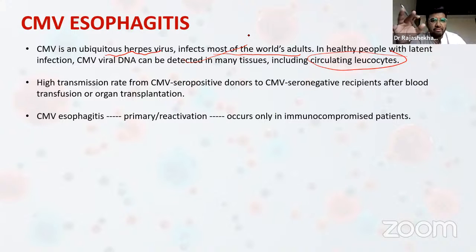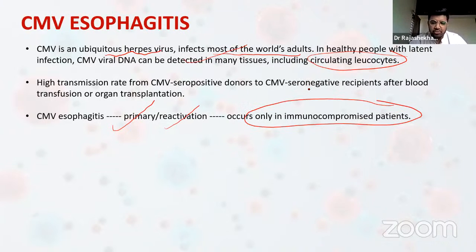The transmission rate from CMV seropositive donors to CMV seronegative recipients after blood transfusion is very common. After organ transplantation, it is also very, very common. So it is very common practice to use valganciclovir prophylaxis before doing organ transplantation nowadays. CMV esophagitis can occur as a primary infection, or it can be a reactivation of an existing infection occurring only in immunocompromised patients.